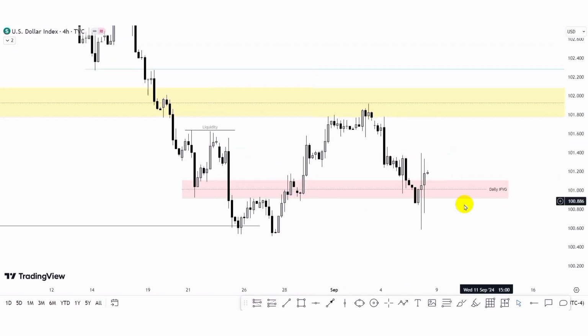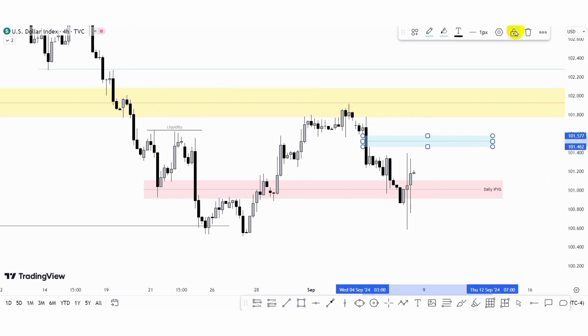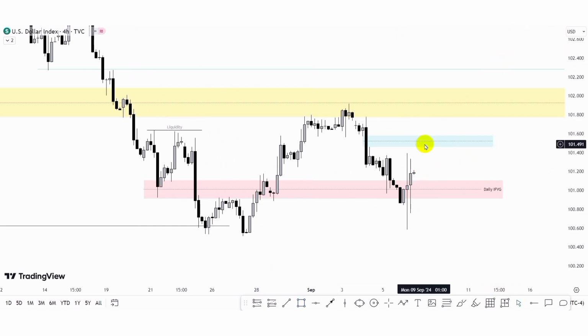And what we can see is that price is reacting at the daily inversion fair value gap. So I want to see further push of price to the upside into this fair value gap that we have resting here. You can see we have this fair value gap resting here. So I want to see price return to this level. Regard this as liquidity. So price pushes to the upside, and then we have the continuation to the downside.